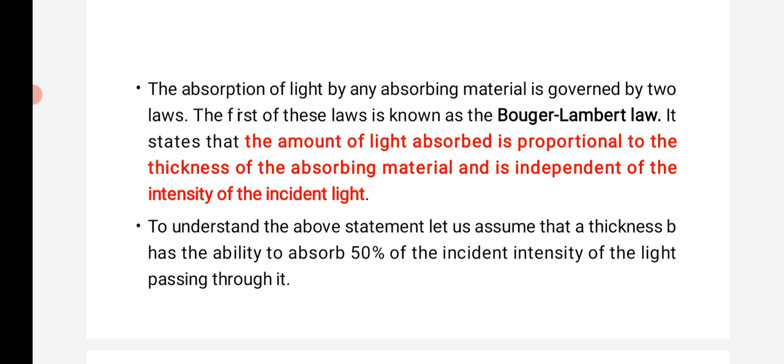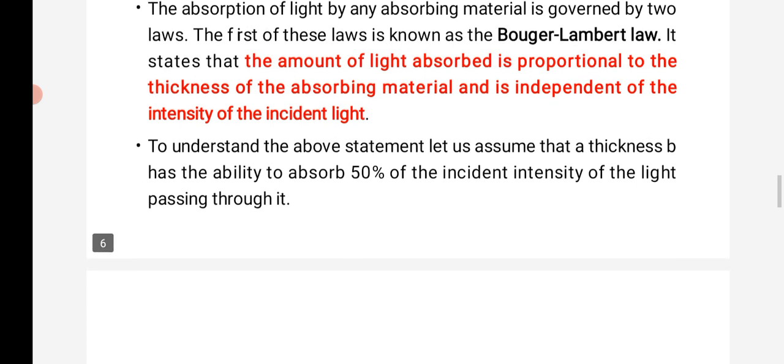So here we are done with Bouguer-Lambert's law. What does Bouguer-Lambert's law state? The amount of light absorbed is directly proportional to the thickness of the absorbing material and is independent of the intensity of the incident light. The thickness will be denoted as b. For an absorbing material of a given thickness, 50% of the incident intensity of the light passes through it.